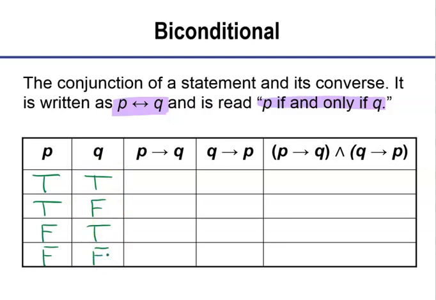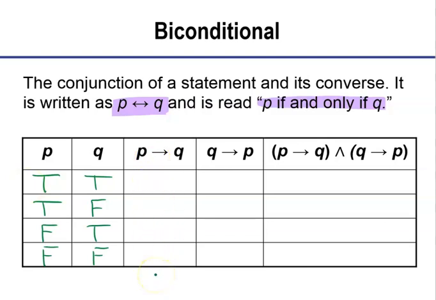Now again, why am I doing it like that? Because I need every possibility of true and false that could happen with two different statements. And this just keeps it organized if you do it in that order every time. Now let's do the if P implies Q column.